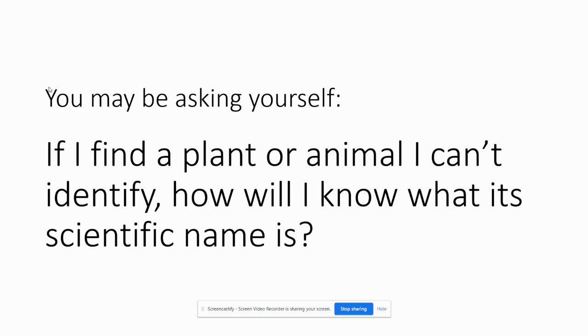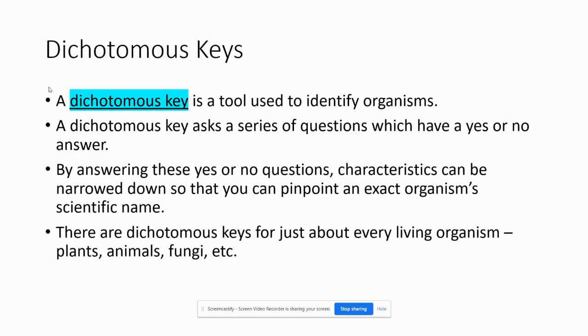So you might be thinking, if I find a plant or an animal and I can't identify it, how will I know what its scientific name is? And that's the next thing that we're going to talk about. There is something called a dichotomous key, and a dichotomous key is a tool that is used to identify organisms. A dichotomous key is usually in a book or some kind of paper format. Sometimes you can find them online. But a dichotomous key asks a series of questions that have yes or no answers. So by answering the yes or no questions, characteristics can be narrowed down so that you can pinpoint an exact organism's scientific name. And there's dichotomous keys for just about every living organism. So that includes plants, animals, fungi, whatever you could possibly want to find out the scientific name of, there's a dichotomous key that will tell you.